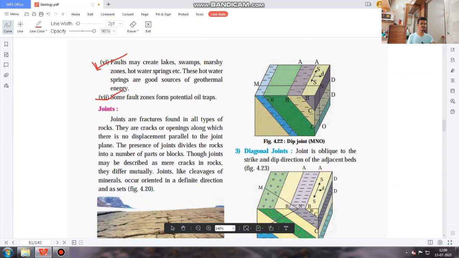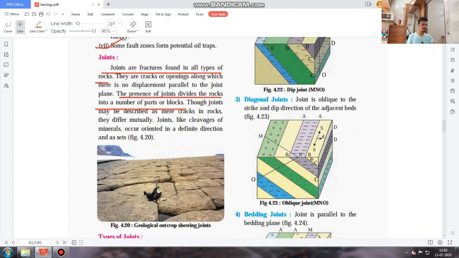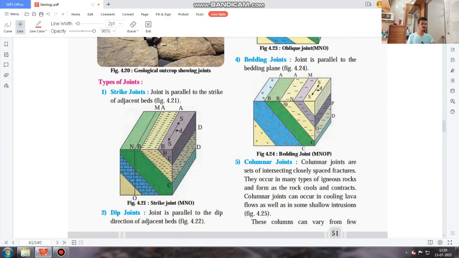Next is joints. Joints are fractures found in all types of rocks. The presence of joints divides the rocks into a number of parts or blocks. Nothing much here.